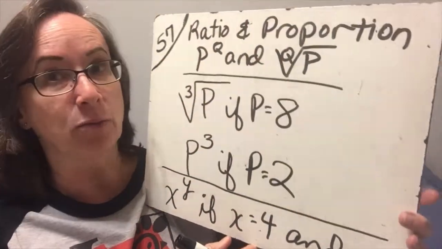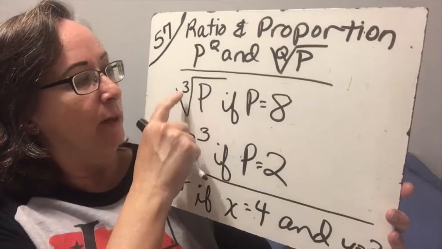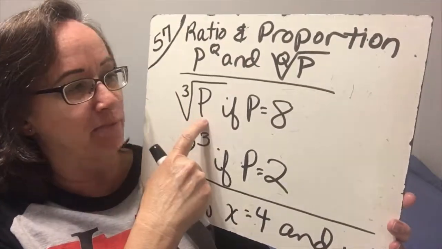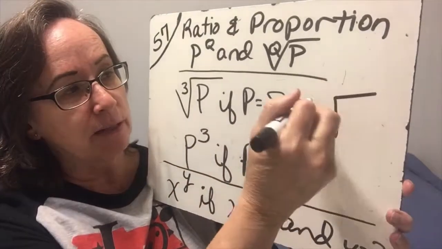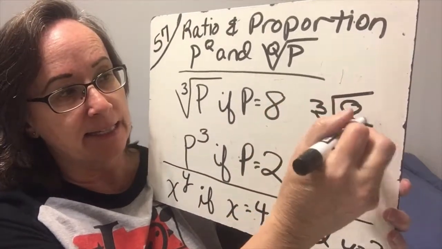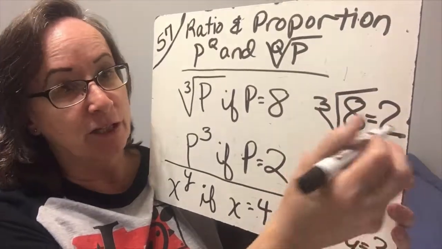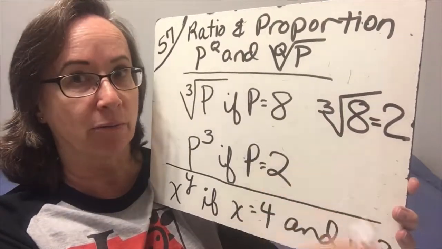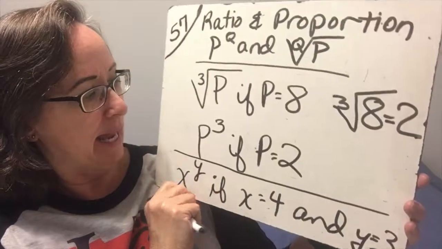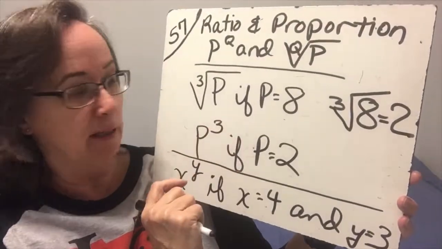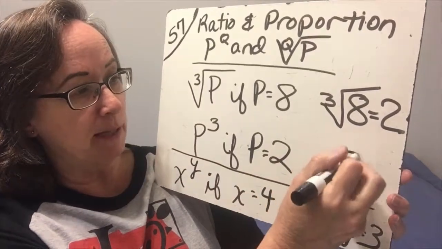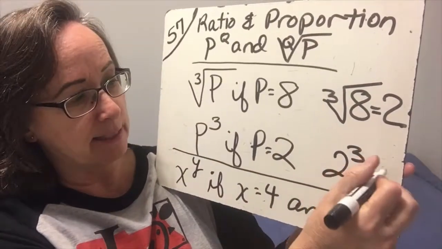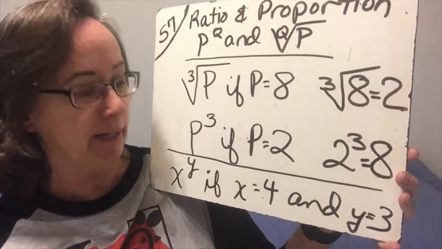So these are some things we're already familiar with. We know that we can take the cubic root of p if p is 8, because the cubic root of 8 is 2. We know that 2 cubed is 8, so the cubic root of 8 is 2. And p cubed, if p is 2, would be 2 cubed, and we know that 2 cubed is 8. So those are some things we've already learned.